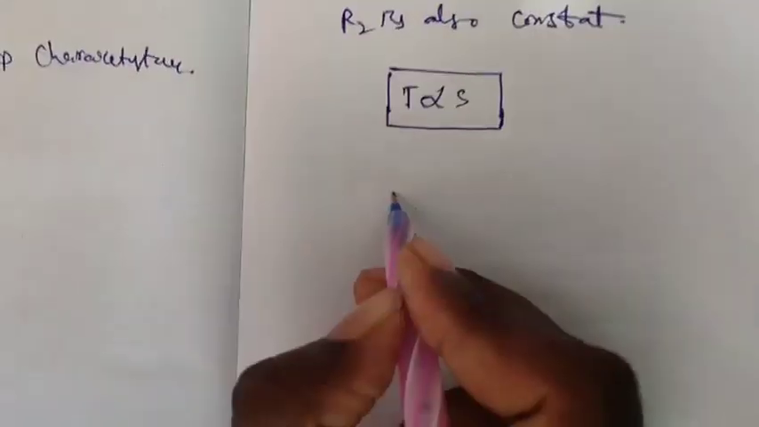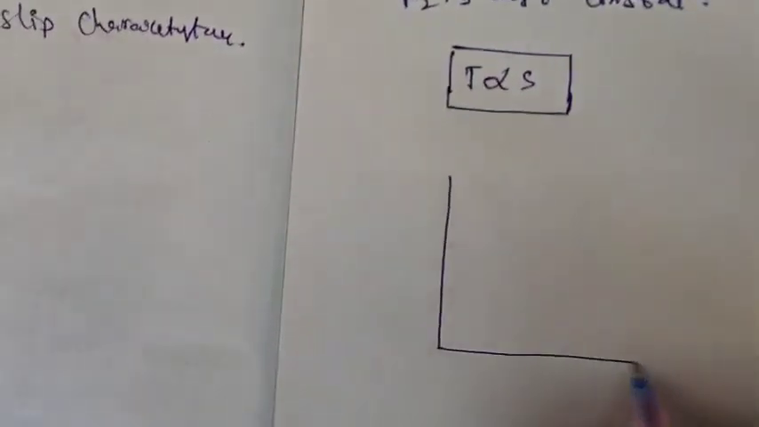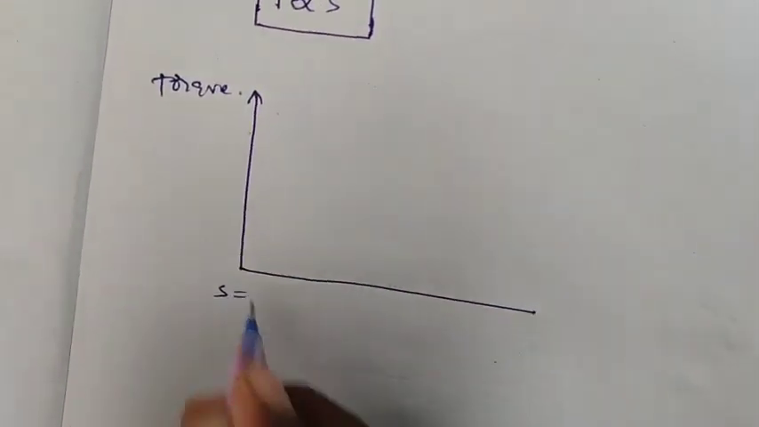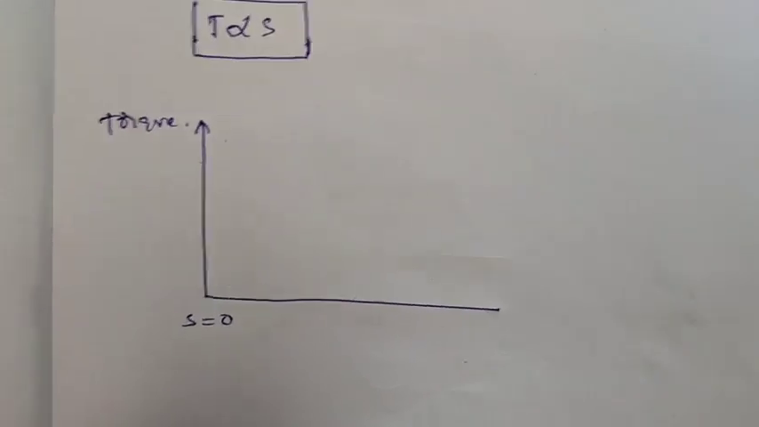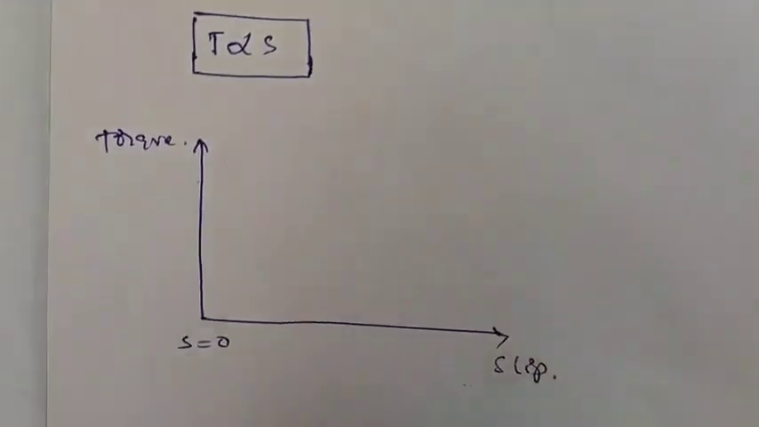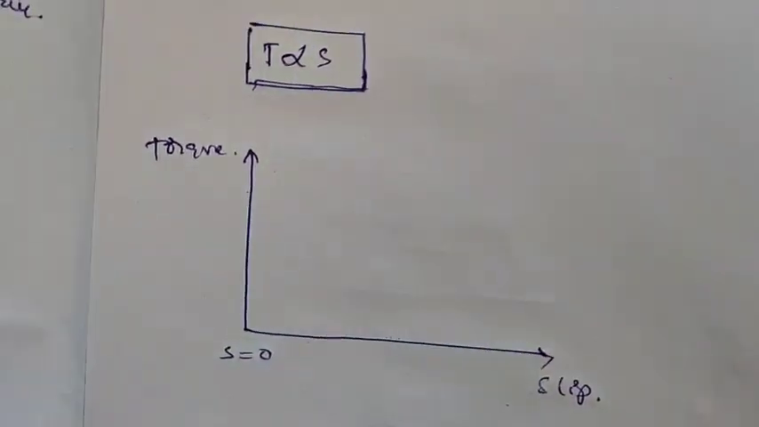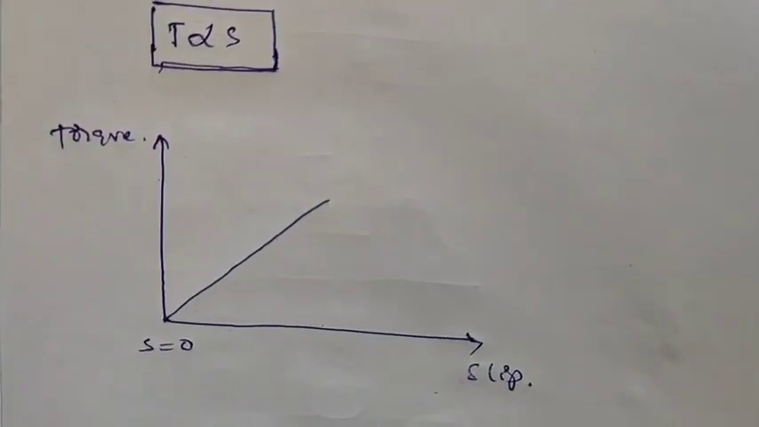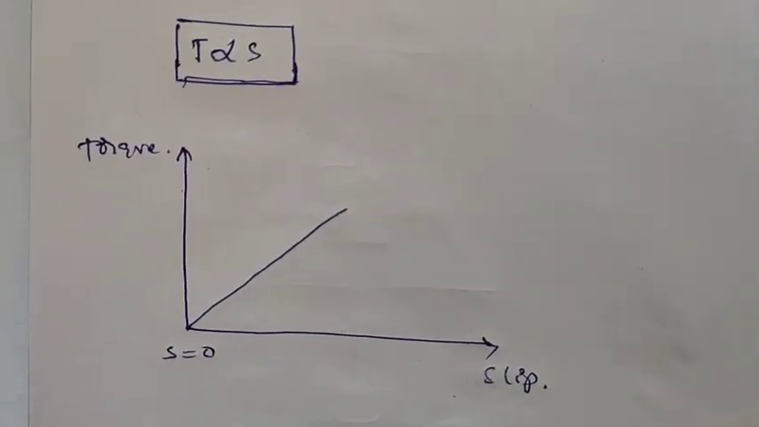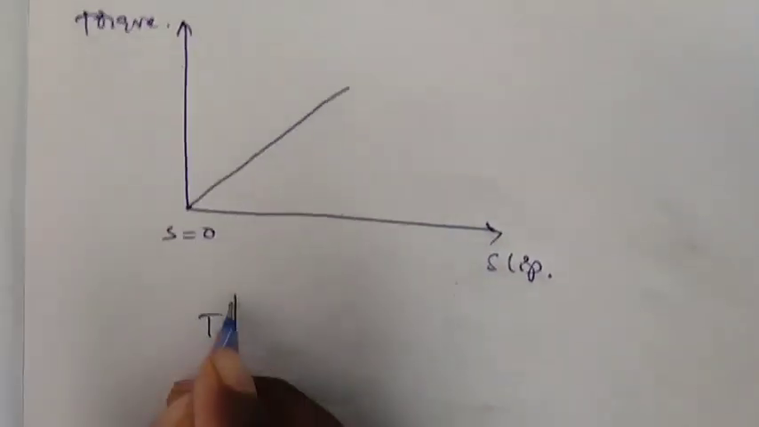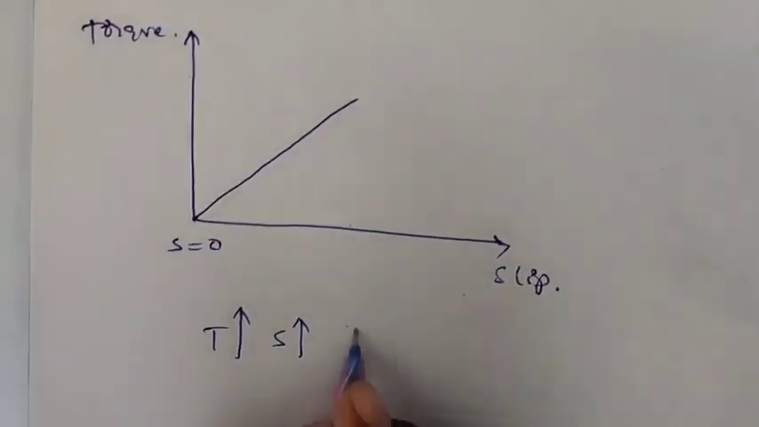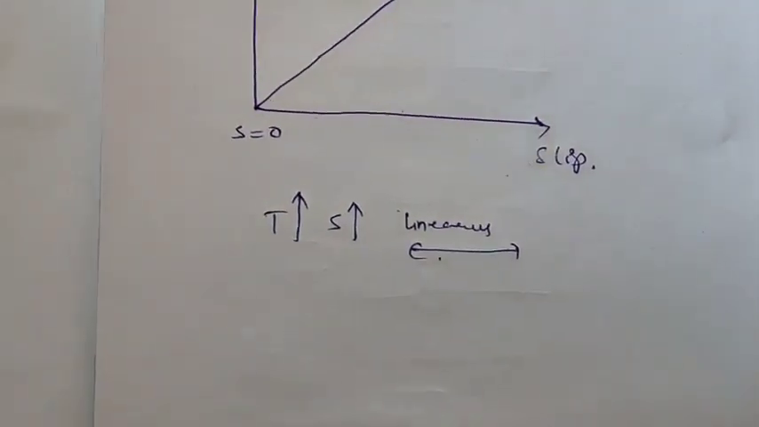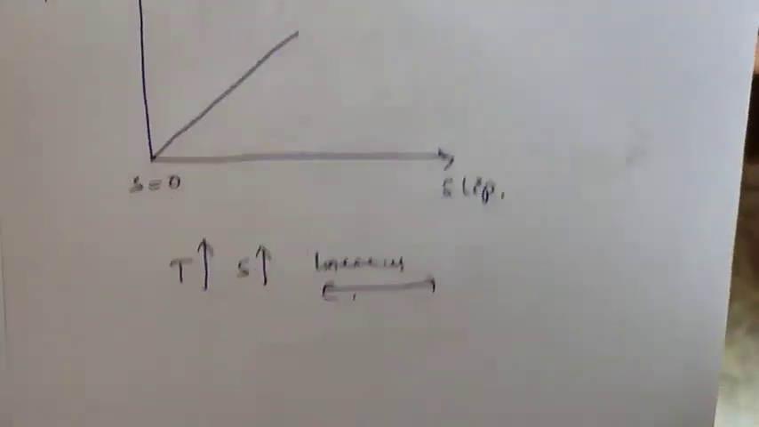So I am drawing this one. Here the slip is 0, low value. We consider slip, so torque is directly proportional to S. Up to some value it looks like a straight line, linear, because as the torque increases, the slip also increases linearly. This is about the torque for low values of slip.